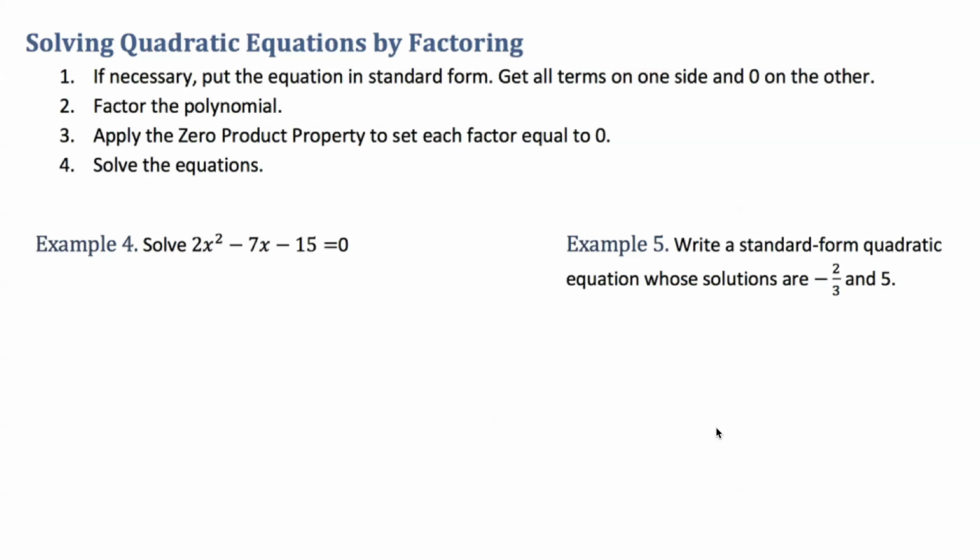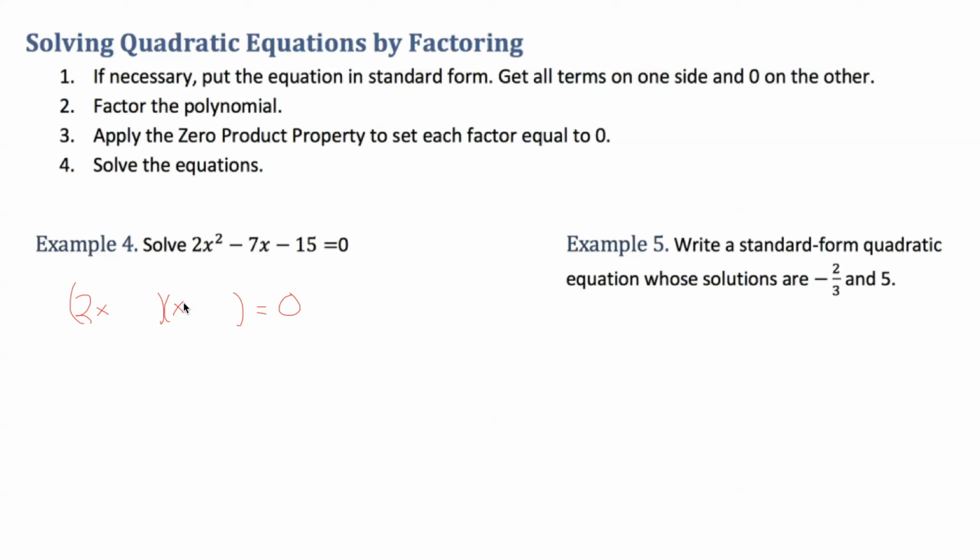A couple more examples. This one's going to be another factoring one. Example 5 is a little different. So in example 4, we want to see if we can factor. Well, now this time we have a 2 here, so we have to be a little more careful with our factoring. We got 2x times x will give us that 2x squared.